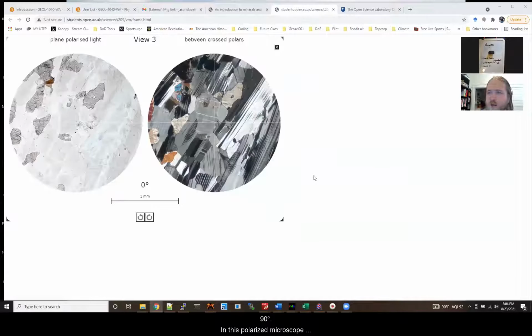In this polarized microscope image, where you see a bunch of different grains of minerals, this one in the very center is a piece of pyroxene, and you can just make out that those cleavage planes are meeting at 90 degrees, at right angles to one another.